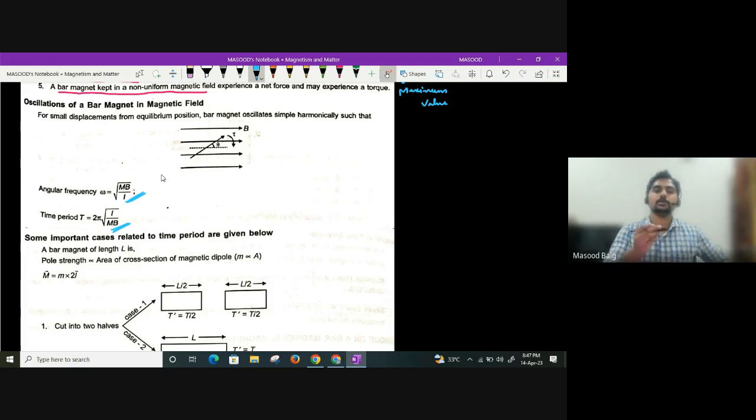Clear? Whenever a bar magnet placed in a uniform magnetic field is slightly disturbed from its stable equilibrium position and released, it is going to execute simple harmonic motion with a time period 2 pi root over I by mb. In an electric dipole, they will write 2 pi root over I by pE. Clear, all of you?